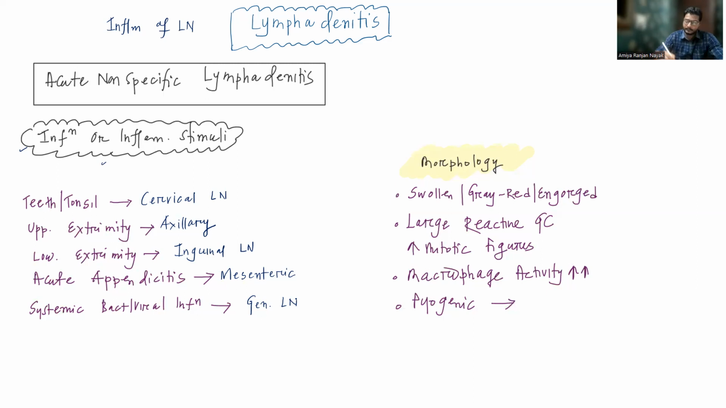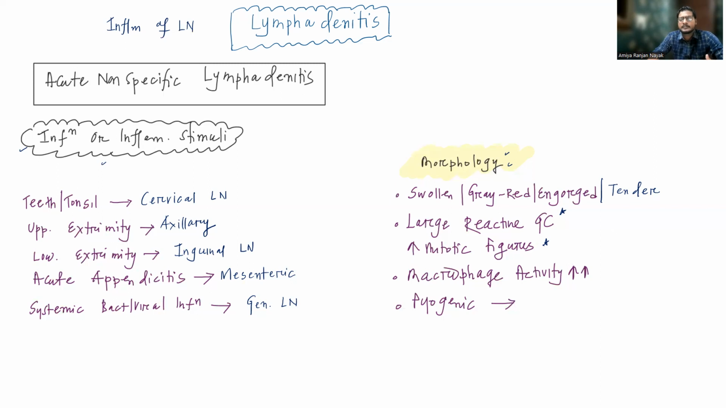Morphology is a very simple thing. If you have understood inflammation, you are going to find all the features of acute inflammation. The lymph nodes will be swollen, red, engorged, and tender. Inside the lymph nodes, you are going to find large reactive germinal centers and increased mitotic figures, because the lymphocytes, especially the B lymphocytes, will be activated upon exposure to the antigens, and once activated, they form these reactive germinal centers.